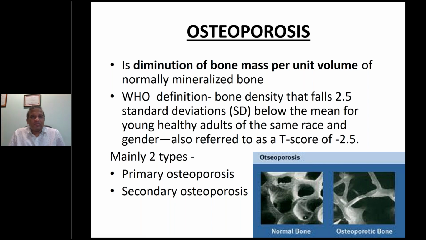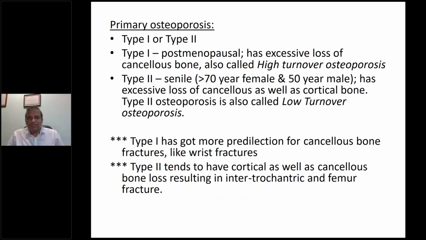So primary osteoporosis is type 1, known as postmenopausal osteoporosis, where there is loss of cancellous bone, otherwise called high turnover osteoporosis because of rapid loss of cancellous bone. Type 2 is senile osteoporosis, which is seen in females of later age, more than 70, and males after 50. They have excessive loss of calcium as well as cortical bones. So type 2 osteoporosis is known as low turnover osteoporosis.